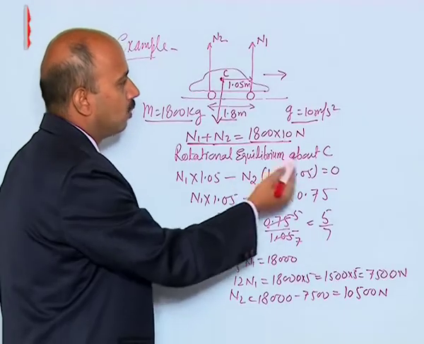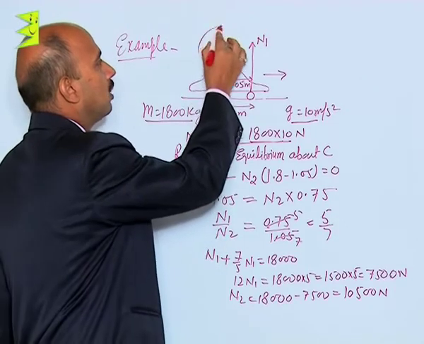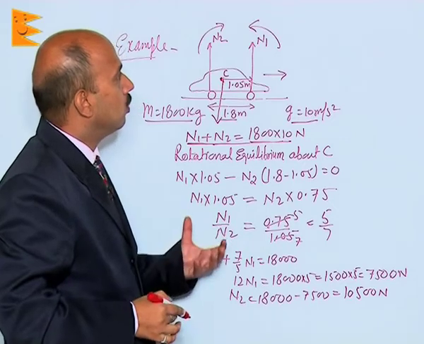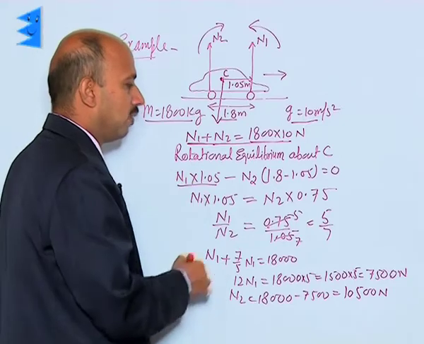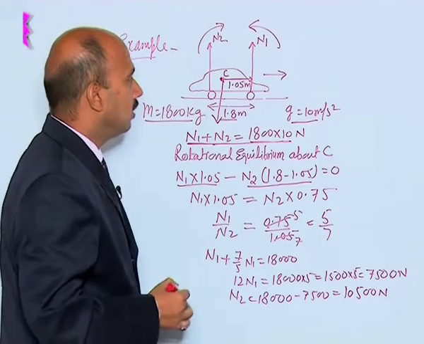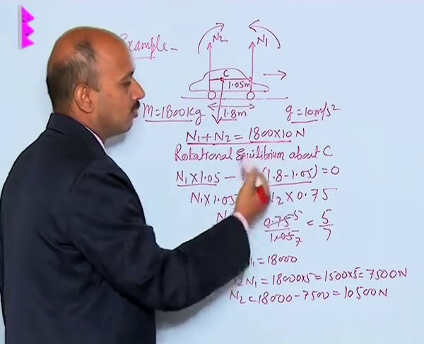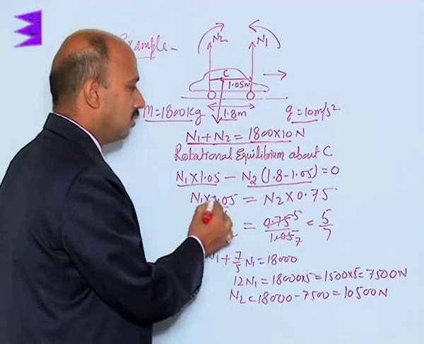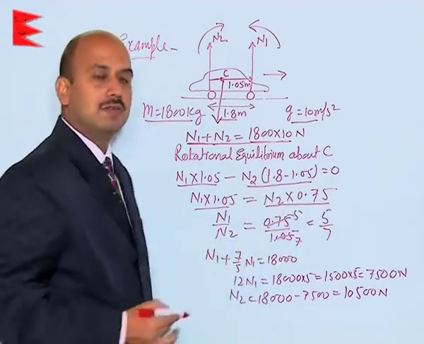Now for rotational equilibrium, you apply rotational equilibrium about the center of gravity. So this will produce torque on this side and that one on the other side. The total torque due to these forces should be equal to 0. So that is N1 into 1.05 minus N2 into (1.8 minus 1.05) is equal to 0. When we subtract, we get N2 into 0.75.